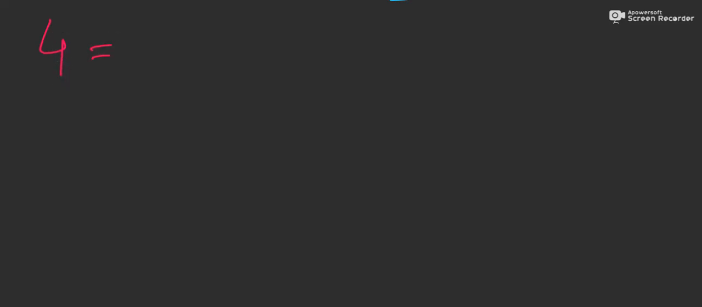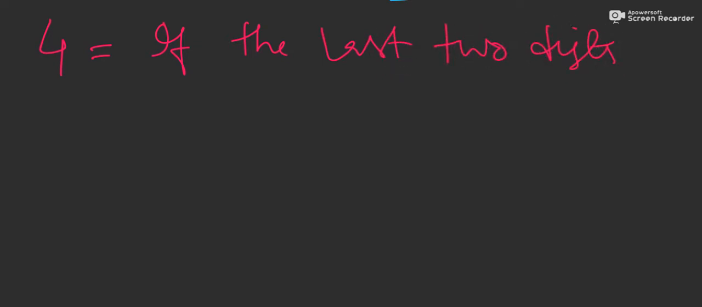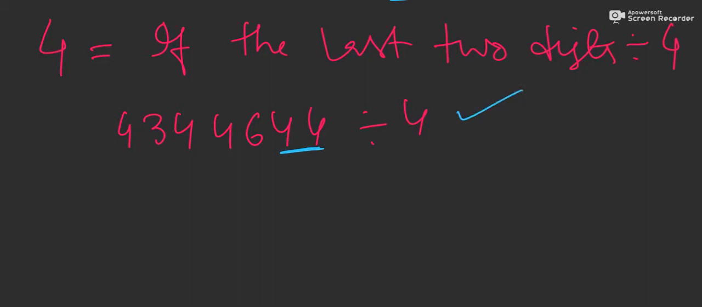Okay, so the divisibility rule for 4 is: if the last 2 digits can be divisible by 4, then the whole number can be divisible by 4. Okay, let's suppose I am giving you the example 434464 4. Can it be divided by 4? You will tell me, sir, 44. The last 2 digits can be divisible by 4. Yes, then this can be divided by 4.